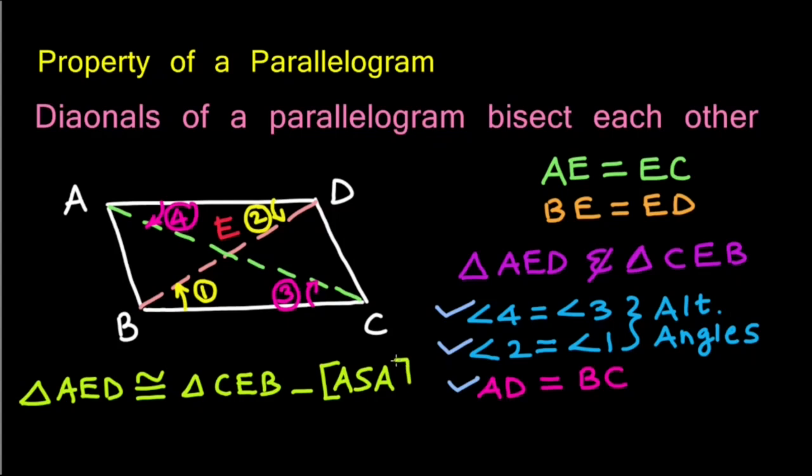test of congruency. Since these two triangles are congruent, we can say that their corresponding sides are also congruent or equal. So therefore we conclude that AE equals EC and BE equals ED, which is what we have to prove. The diagonals of a parallelogram bisect each other.